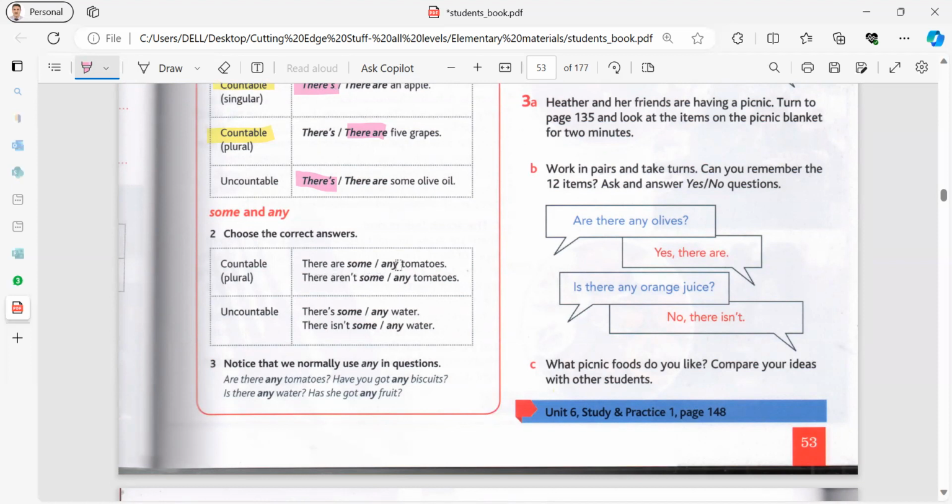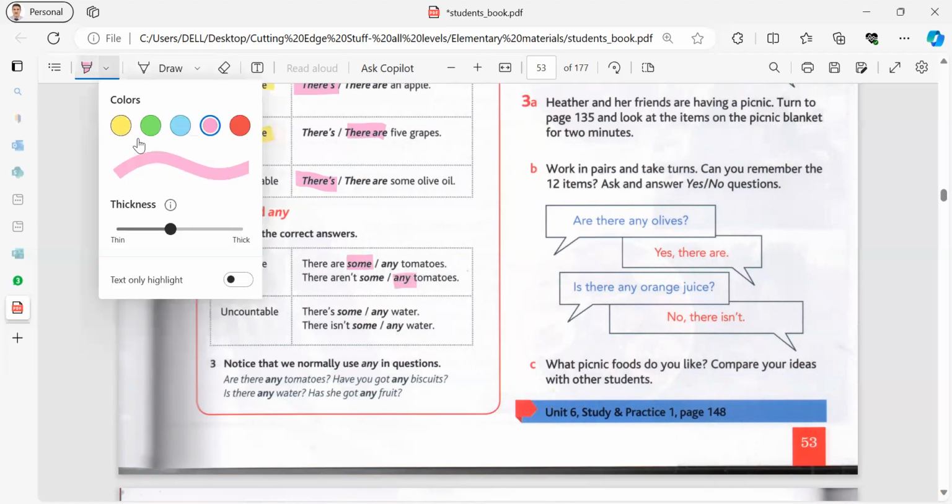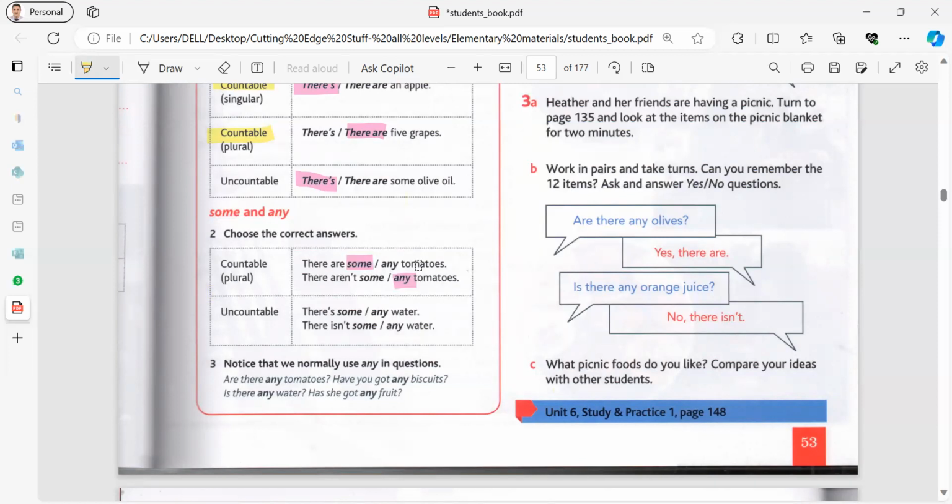What about some and any? There are some or any tomatoes? There are some. Why? Because it's positive, as you know. There aren't some or any tomatoes? Any tomatoes. Do you notice something? Here some tomatoes and here any tomatoes. We understand that some and any come with countable nouns.